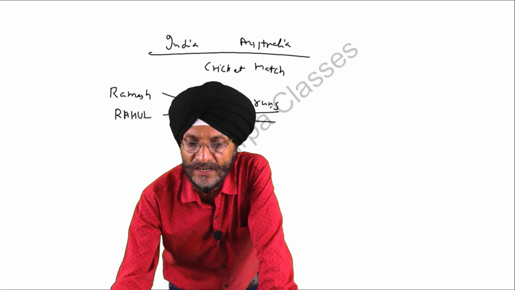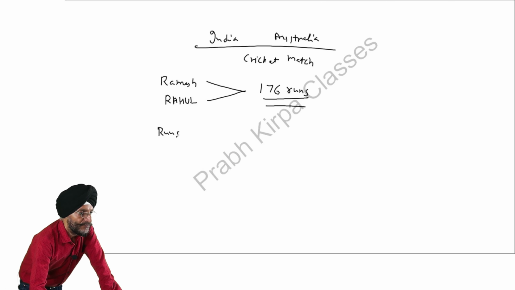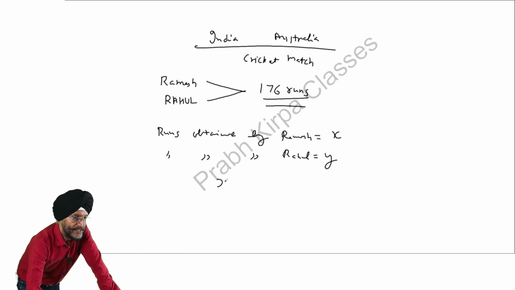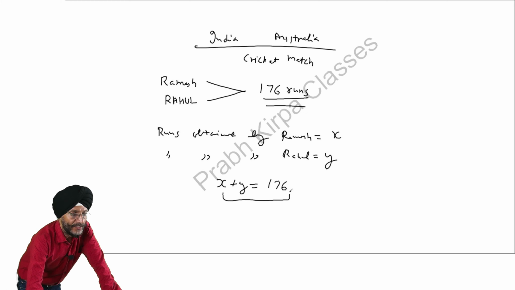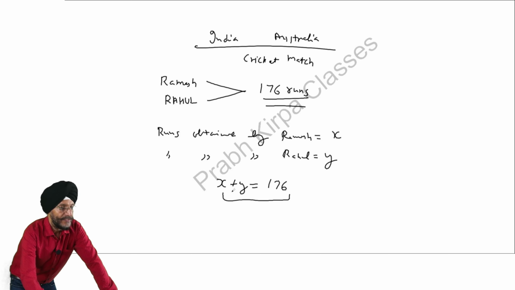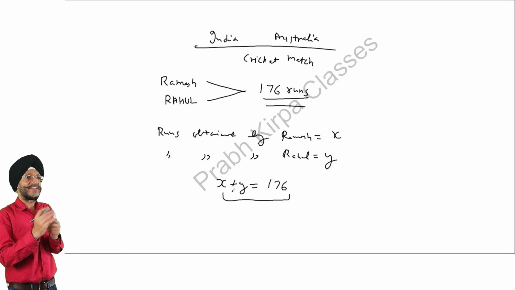That is, the total runs are 176. Let us assume that the runs obtained by Ramesh are X and the runs obtained by Rahul are Y. So, what is the total? We can say that X plus Y is equal to 176. That is, the runs obtained by Ramesh when added to the runs obtained by Rahul sum up to 176 runs.